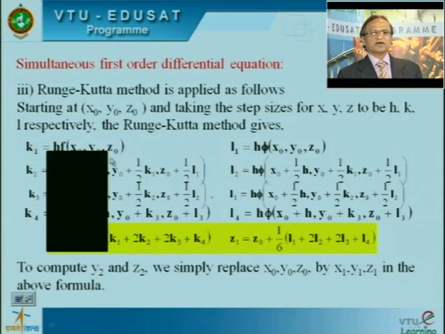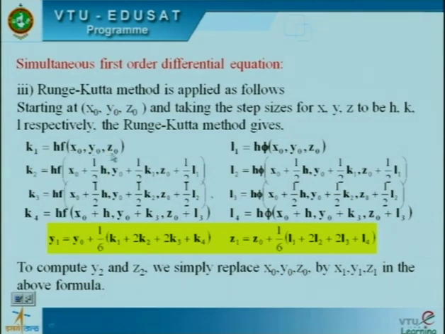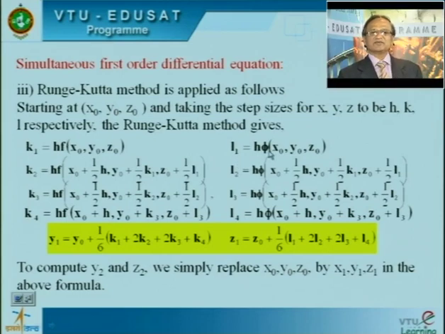So, K1 is h into f of x naught, y naught, z naught. Similarly, L1 is equal to h into some function of x naught, y naught, z naught, and K2 is equal to h into function of x naught plus 1 by 2 times of h, y naught, and similarly I want to calculate the y coordinate as y naught plus 1 by 2 times of K1. K1 can be used to estimate K2, right. So, z naught plus 1 by 2 times of K1.